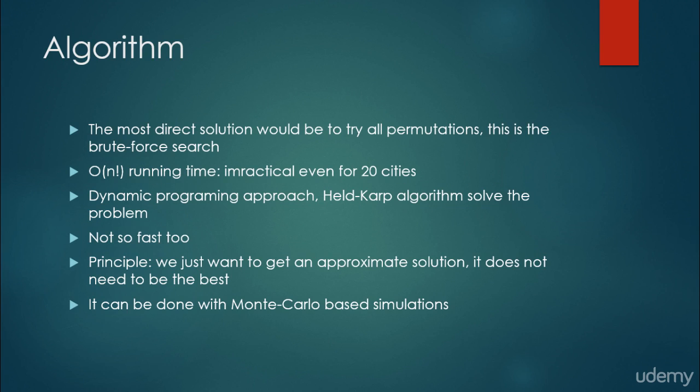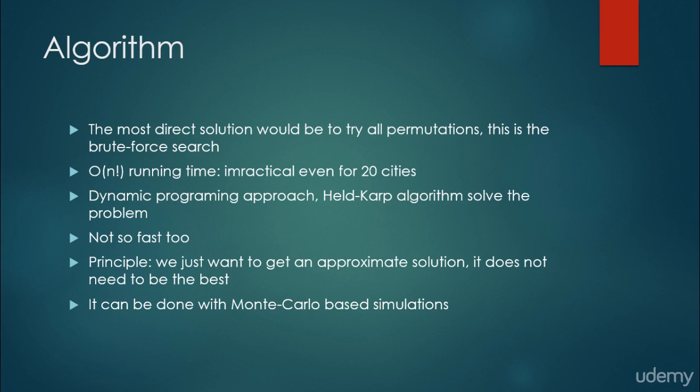So let me tell a few words about the algorithm itself. The most direct solution would be to try all permutations. This is the so-called brute force search. But as the running time is based on the permutation of the number of cities, it's very impractical even for 20 cities. And the dynamic programming approach, the so-called Held-Karp algorithm, solves the problem, but it is not too fast.